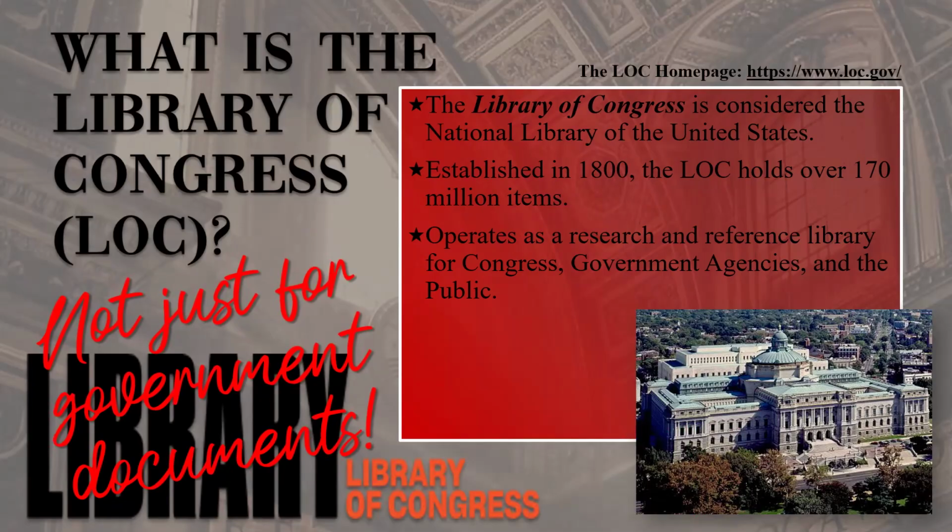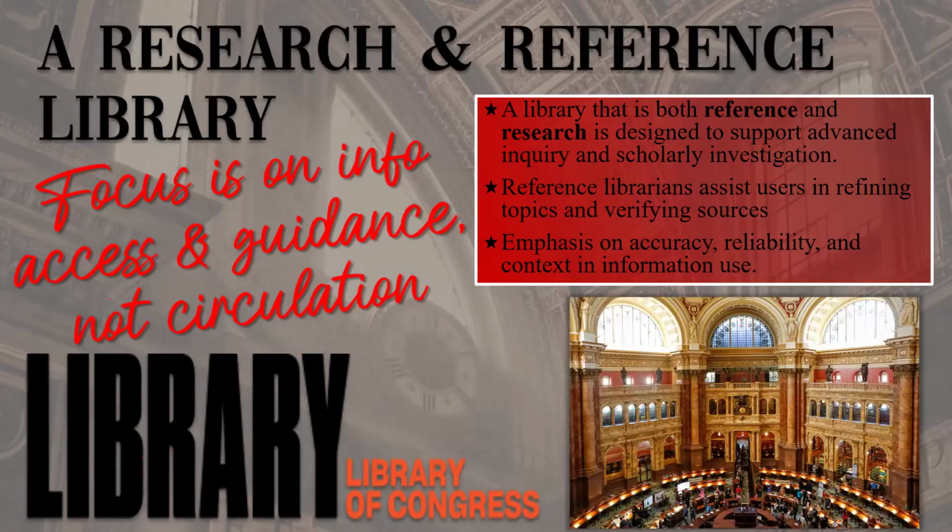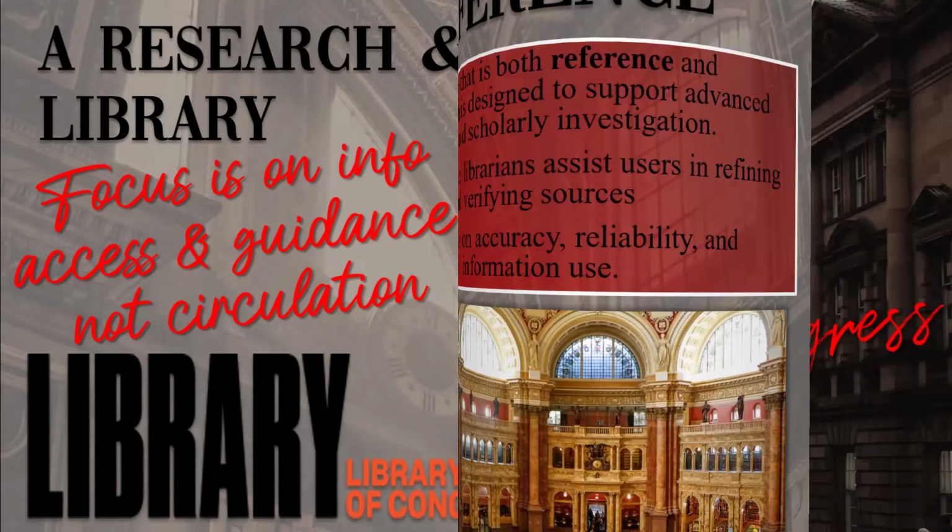The Library of Congress's collection consists of a plethora of items such as, but not limited to, books, manuscripts, photographs, maps, audio recordings, and even film. It does function as a research and reference library, which is designed to support scholarly investigation, and its focus is on access and guidance, but not circulation. So it's not a lending library, it's primarily for research, but anybody has access to it.